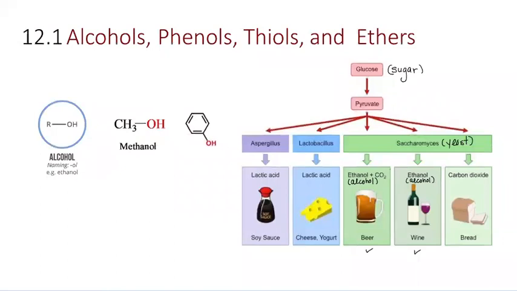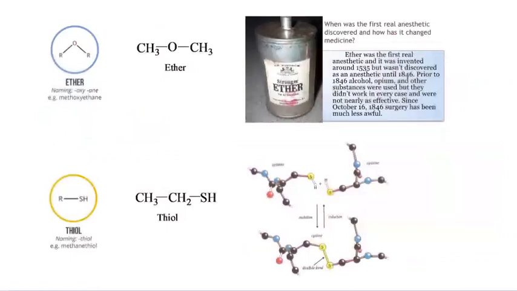Now, we also have the other two functional groups, thiols and ethers. When it comes to an ether, we know that an ether is when you have carbon chains both attached to a single-bonded oxygen, okay? Now, why are ethers important? Well, to give you a little historical background, ether was actually the first anesthetic that was utilized successfully in operations. As you can see, ether was the first real anesthetic.